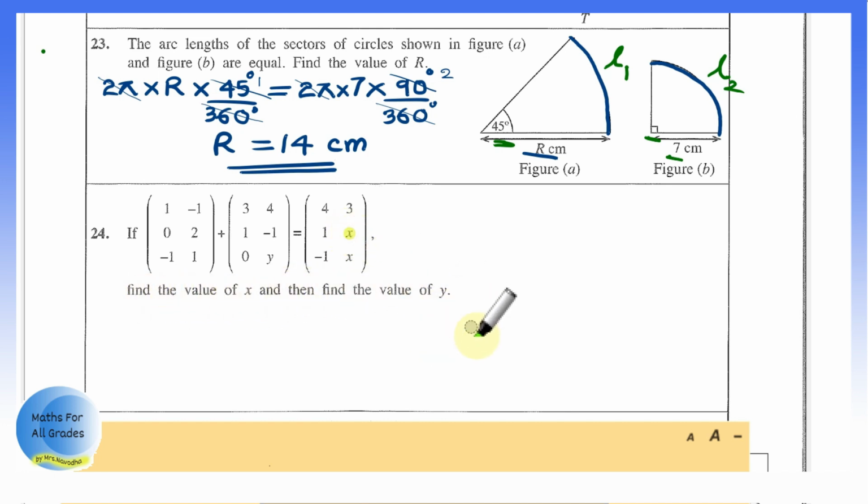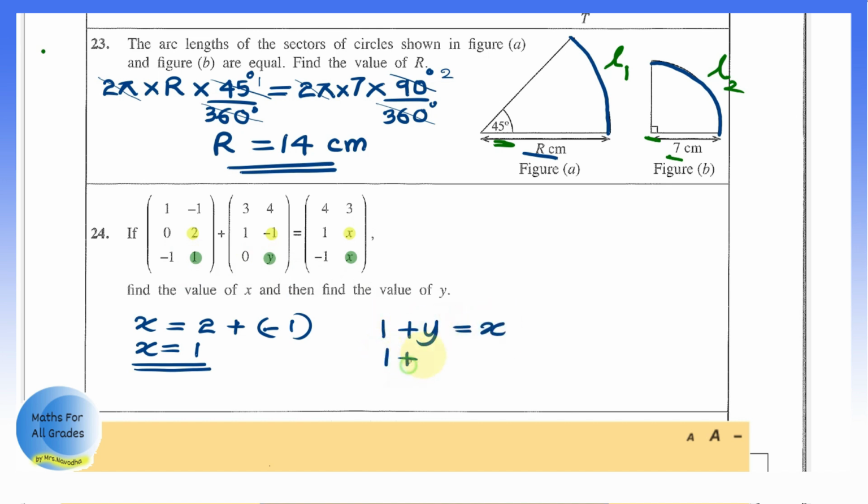Now look at this x. X equals 2 plus minus 1. 2 minus 1 equals 1. So the value of x is 1. Here is the y and corresponding elements are 1 and x. So we can write down 1 plus y equals x. We know the value of x. It's 1. So the value of y is 0.